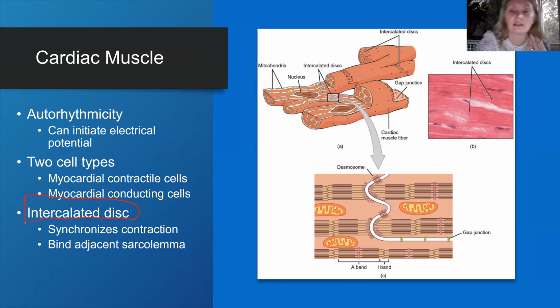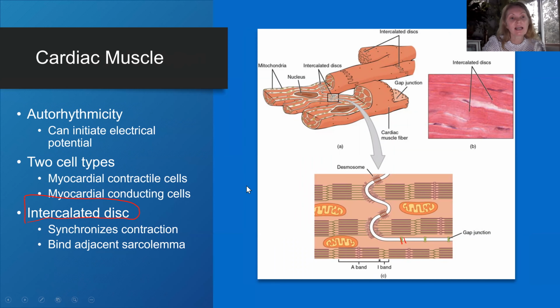And those are gap junctions. It has desmosomes and gap junctions between cells, and it allows the electrical impulse to move directly from cell to cell without going through a chemical synapse. So intercalated discs bind adjacent sarcolemmas, and the sarcolemma is the cell membrane of a cardiac muscle cell.